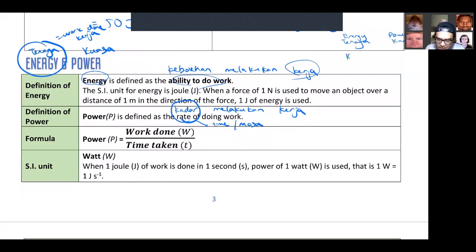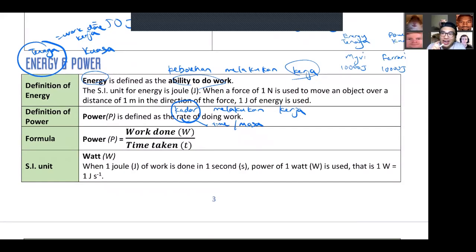Now a Myvi and a Ferrari. A Myvi can produce, let's say, 10,000 joule. A Ferrari can also produce 10,000 joule. But why is a Ferrari so expensive? How many times is it more than a Myvi? 200, 300 times the price. Why?